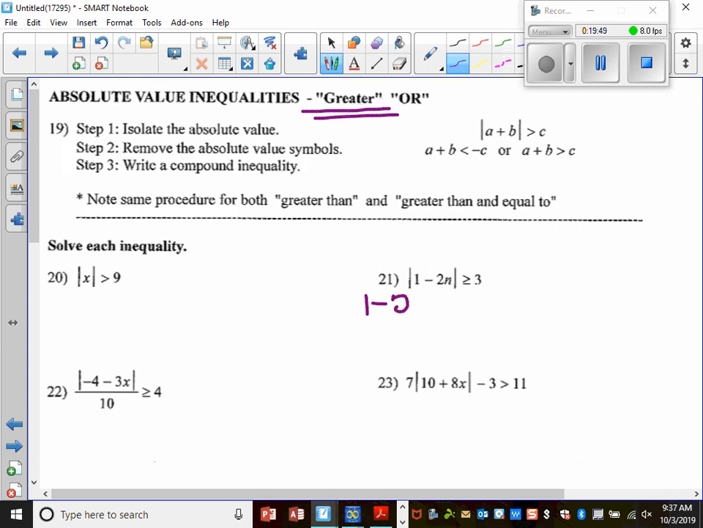1 minus 2n is greater than or equal to 3. You write it exactly like you see it without the bars. Then you write the word or. 1 minus 2n, here's the switch, less than or equal to -3. Okay. And then you just solve it from there. You just solve it just like you normally would. So go ahead and solve it. Okay, I'll solve it up here. You can solve it on your paper.